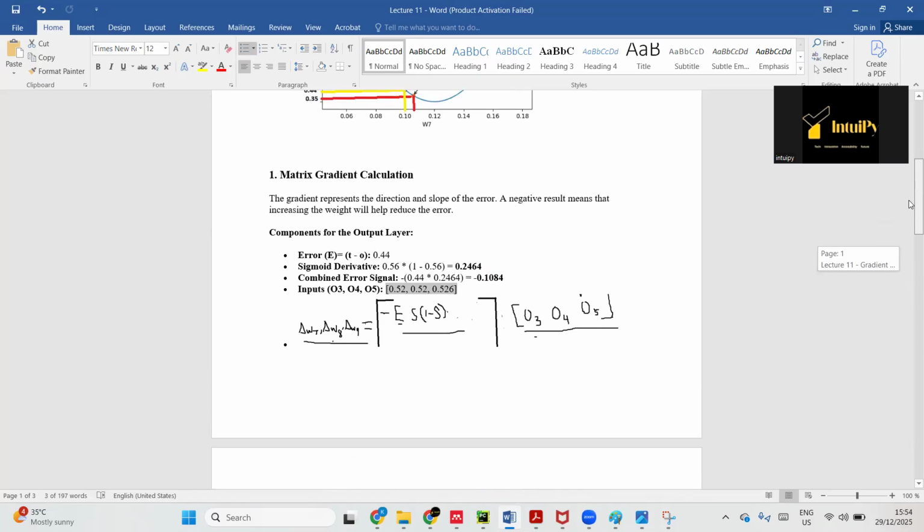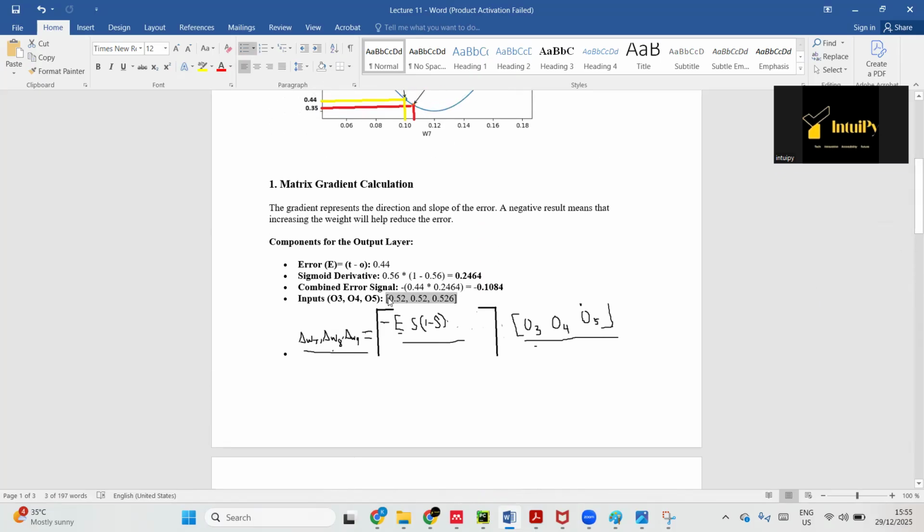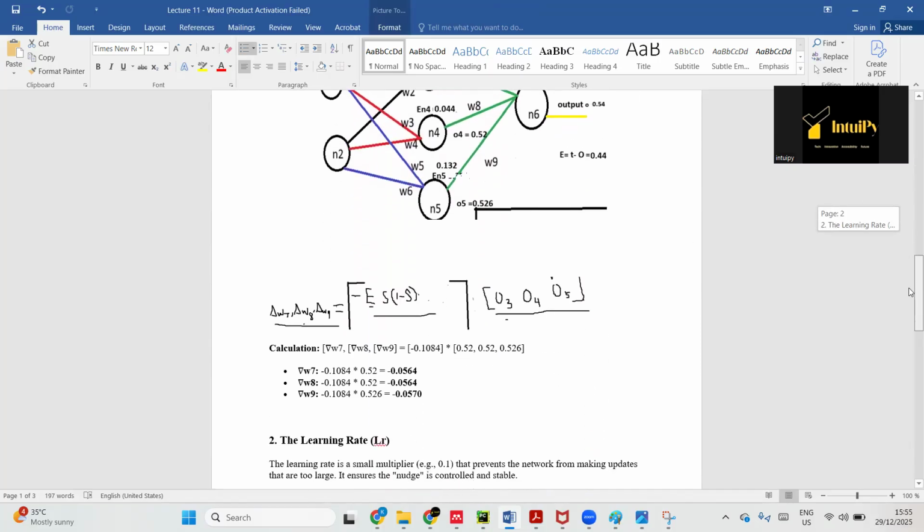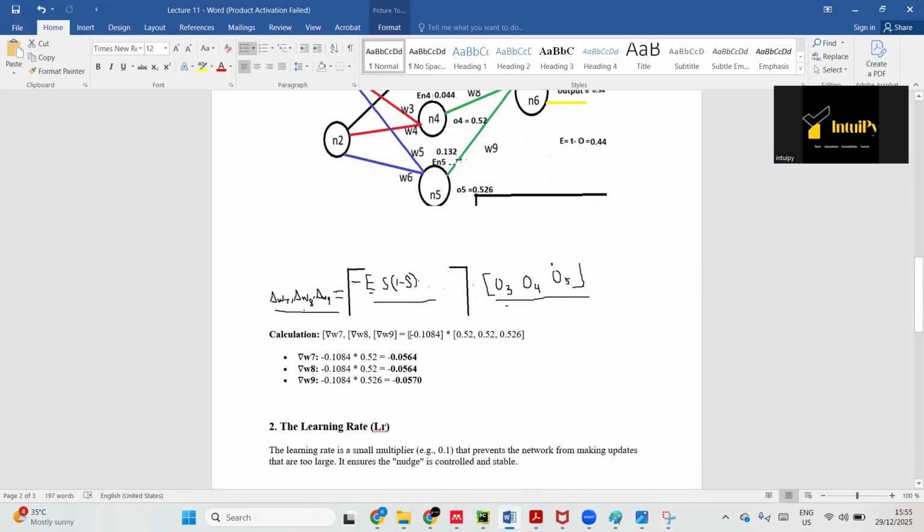You collect that into a 1 by 3 matrix. Then you do the matrix multiplication, which is here. So it becomes this times this, and that tells you how much you need to adjust W7. You have to adjust it by minus 0.0564, and then this times this will tell you how much you need to adjust W8 such that the error is reduced. And then you also have this times that, and you need to adjust the next weight.